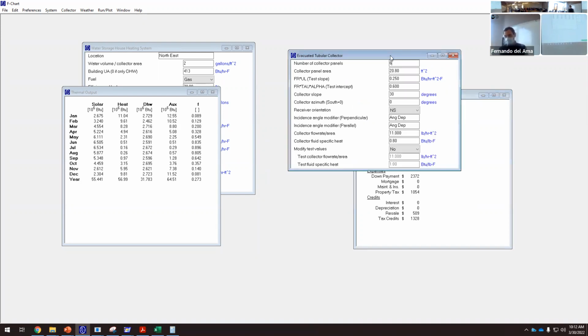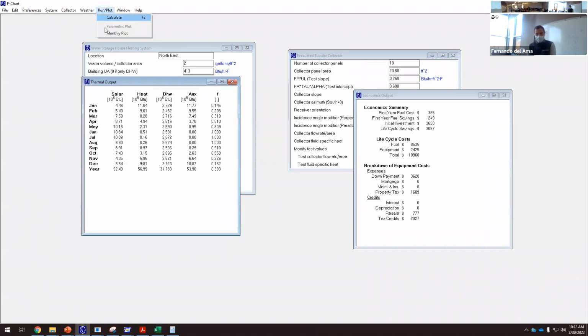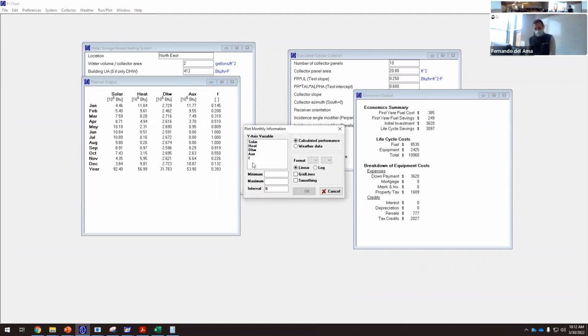I'm going to add 10 solar collectors. Okay, with 10 solar collectors, we are above 0.3, that's fine. And here, let's plot, because I think if we plot, click here, monthly plot, and select heat, click OK.